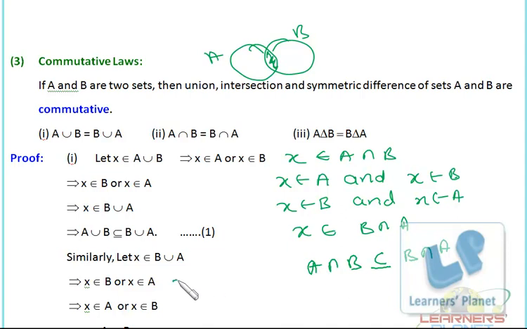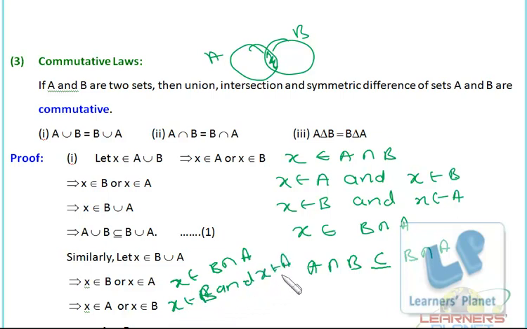Similarly, we can take next B intersection A. X belongs to B intersection A. Now if X belongs to B intersection A, X belongs to A and B and X belongs to A.